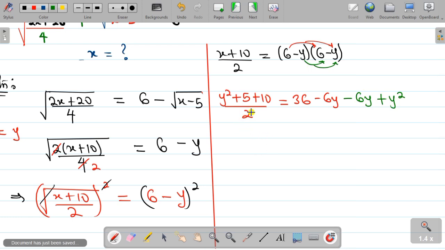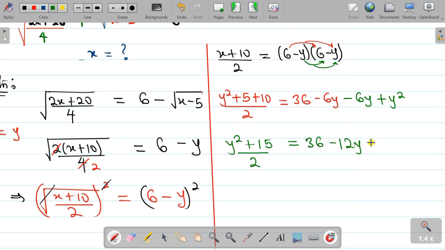Okay, so at this point I can take my 2 to the other side, but before then let's simplify this. So that's going to give us y squared plus 15 all over 2 is equal to 36 minus 6y minus 6y, which is minus 12y, and then you now have plus y squared. Okay, so it will be good to now cross multiply.